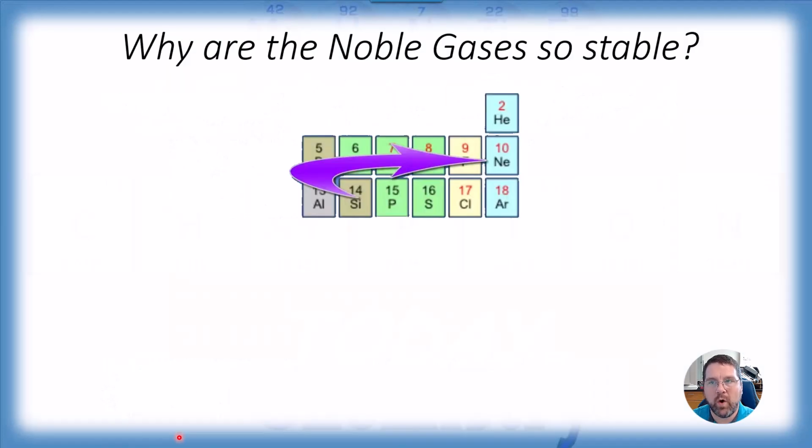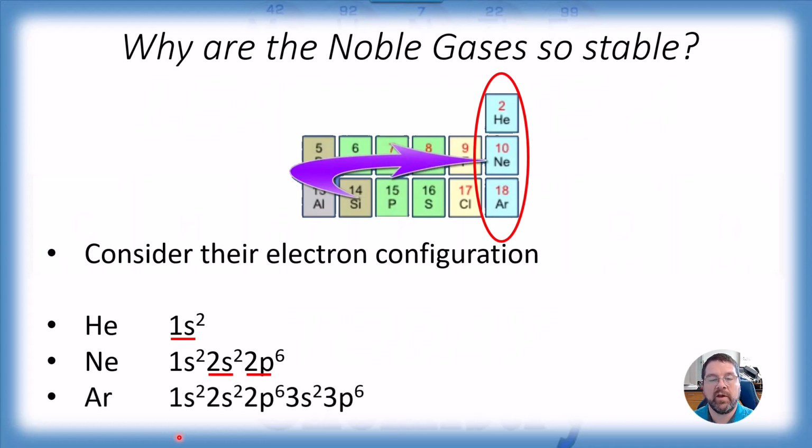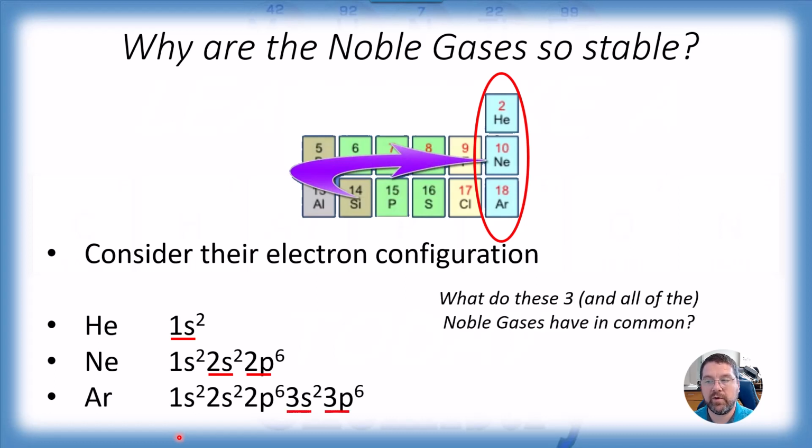So again, why exactly are those noble gases so stable? It has to do with their physical structure, specifically their electron structure. If we look at helium's configuration 1s2, it only has the first energy level. That's its valence shell, and s2 completely fills it. Neon, 1s2, 2s2, 2p6, the second main shell, its valence shell, is completely full. And for argon, we see the same thing with the 3s level.